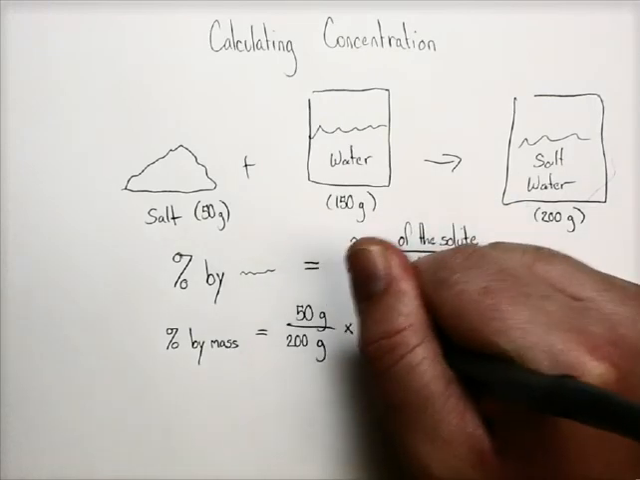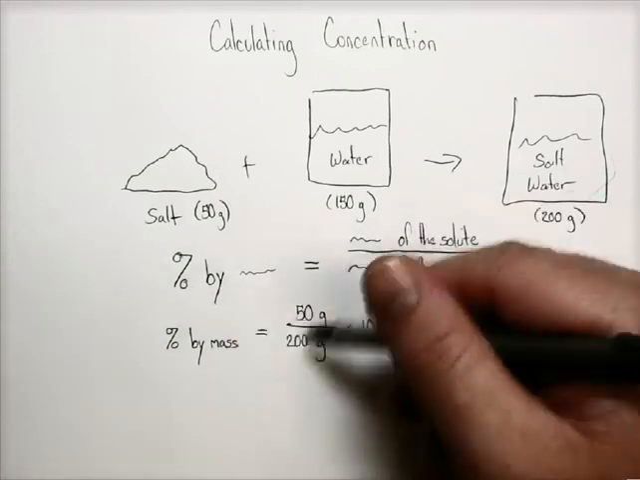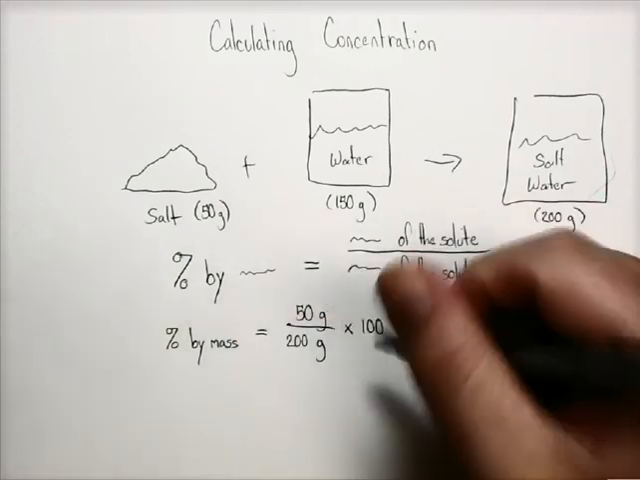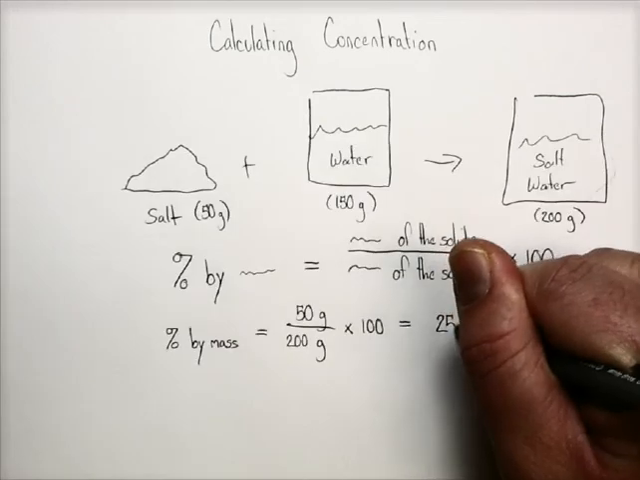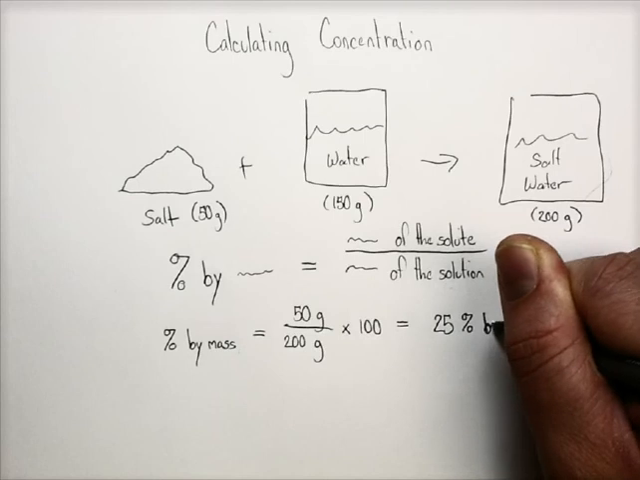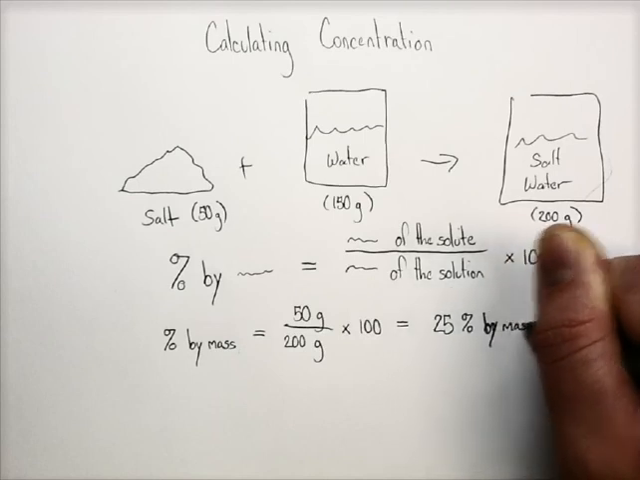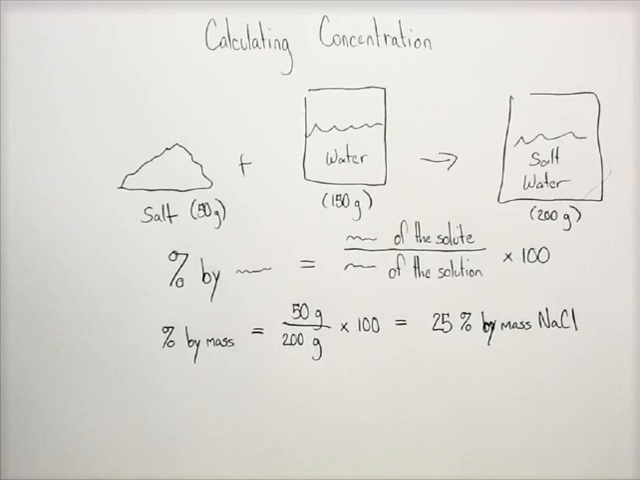And then we multiply that by 100. If we do the math, 50 divided by 200 times 100 is going to be equal to 25. And notice how we say this: 25% by mass salt, or sodium chloride. I'm just going to abbreviate. So we would say this solution is 25% by mass salt. Of the solution, 25% of the mass of it comes from the salt.